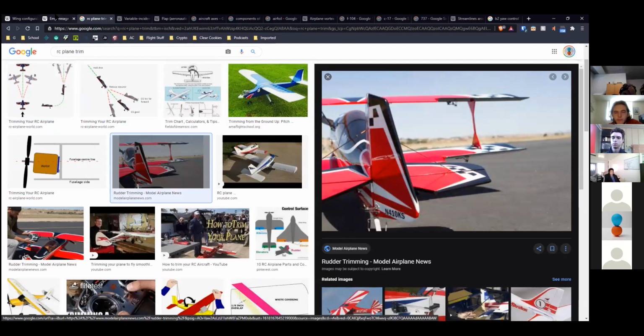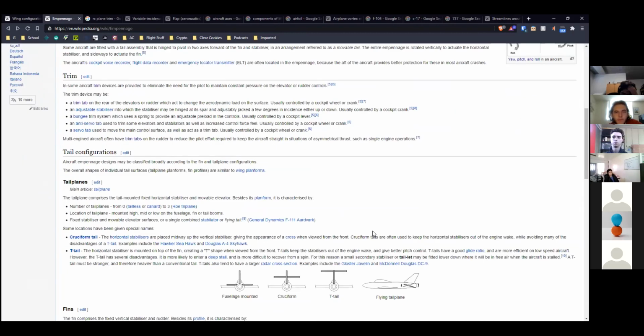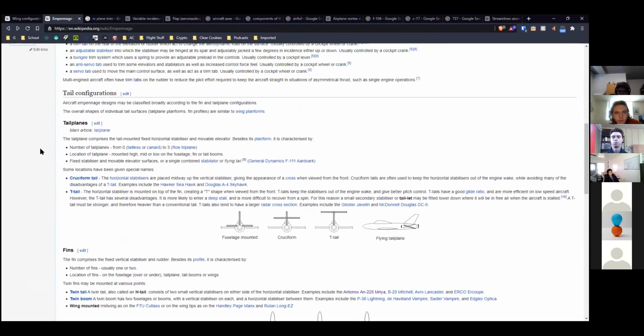Yeah, I mean, you don't have to worry about it that much unless you want to fly a plane. Okay, I guess we can get on to actual tail configs now, which would be great.